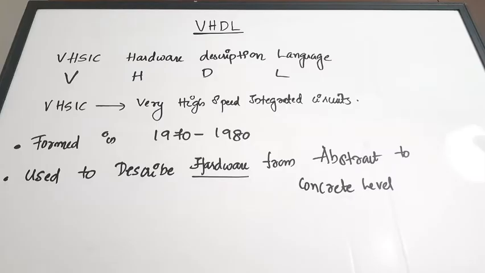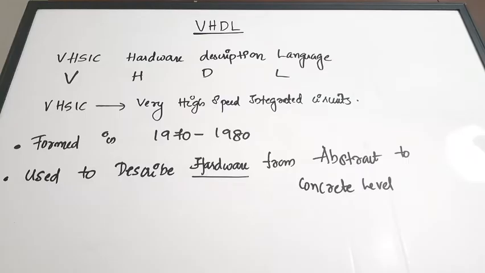The main advantage is that after you have programmed, the program is synthesized and run, you can directly burn that to the platform which you are using, that is FPGA or any base. This is the main advantage of going for a hardware description language. VHDL was formed in the 1970s to 1980s, by the Department of Defense.